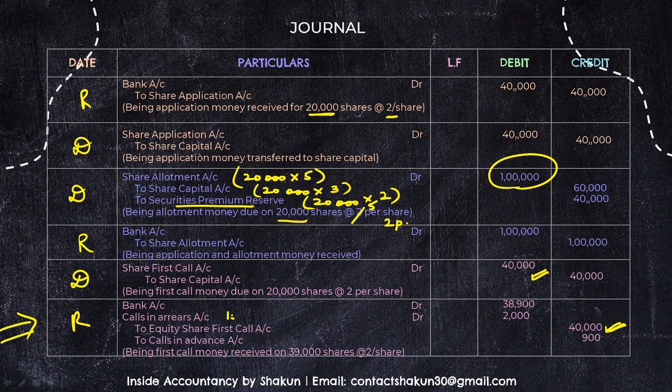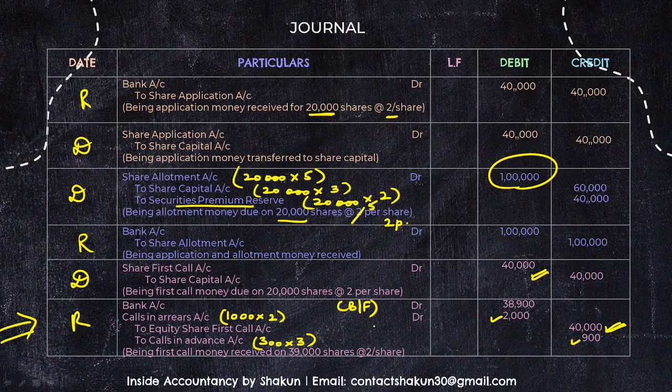Then calls in arrears. There were 1,000 shares who did not pay the 2 rupees on the first call. So 2,000 is the calls in arrears. And there were 300 shares who paid the final call with the first call. The final call rate was 3. So 900 is the amount of calls in advance and 2,000 is the amount of calls in arrears. Then bank will be the balancing figure. So 40,900 minus 2,000 gives us 38,900. So these will be the journal entries. Please note, we have not passed the entry for final call because it was not mentioned that the call has already been made. That's why the entry has not been made.